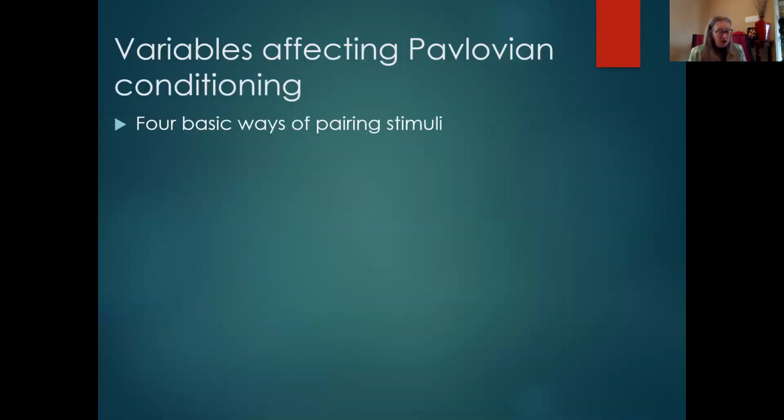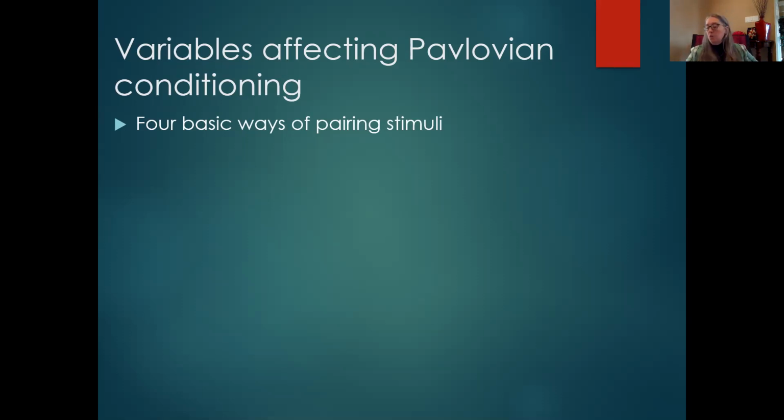Okay. All right, so we've kind of covered higher order conditioning. We've talked about how we actually measure the CR, how we know that the CS is causing the CR, how we experimentally look at this and measure it. Now we want to talk about the variables that affect Pavlovian conditioning, and there are so many of them. I'm only going to talk about the ones that your book talks about. The list just goes on and on and on.